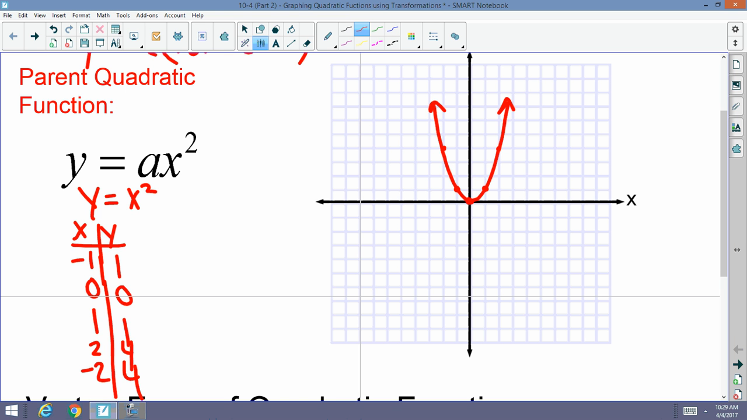Any quadratic function that you see from now on is a manipulation of that graph right there. It was either stretched more vertically, compressed vertically, shifted to the left, or shifted to the right. But this is the parent function of any quadratic function. You don't need to learn all 4 points, but for sure memorize the first 3: negative 1, 1, 0, 0, 1, 1. Or make a little table, you find your parent. Does everyone understand how to find the parent? It's y equals ax squared. When a is 1, this is the most basic of quadratic functions.